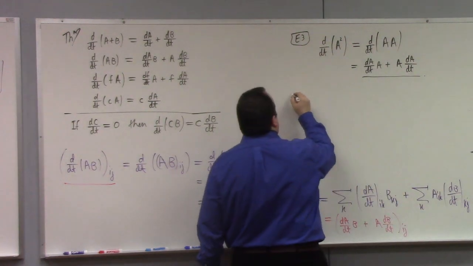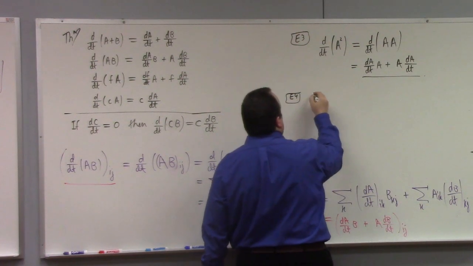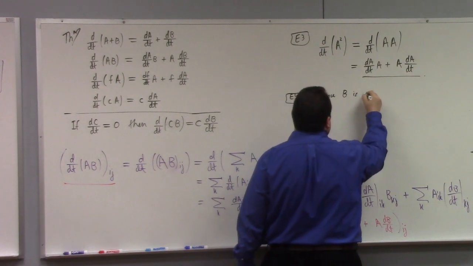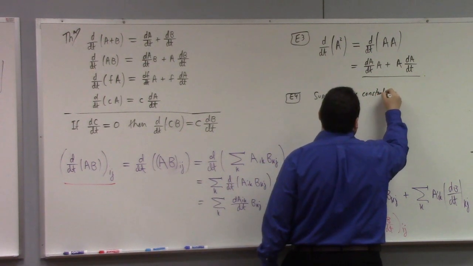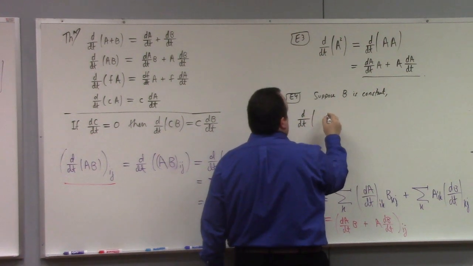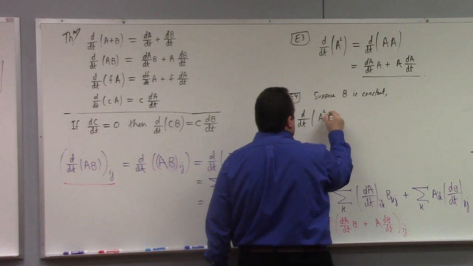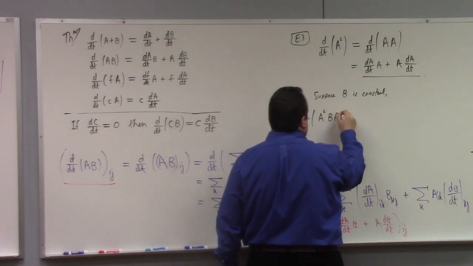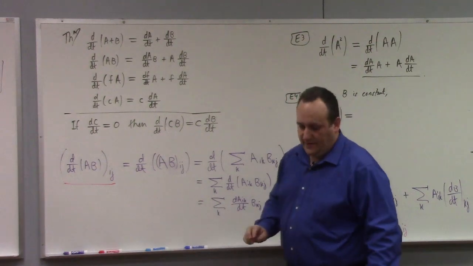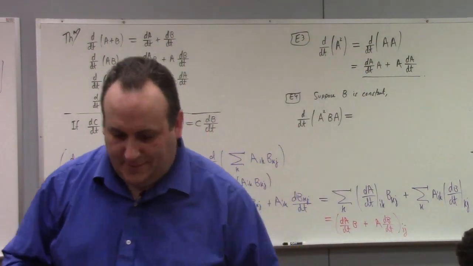Let's see here. Example 4. Suppose B is constant. I'll let you guys work it out. What do you think d/dt of A squared B A would be equal to? So you guys work that out, and I'm going to go get the coffee I brewed like 10 minutes ago.